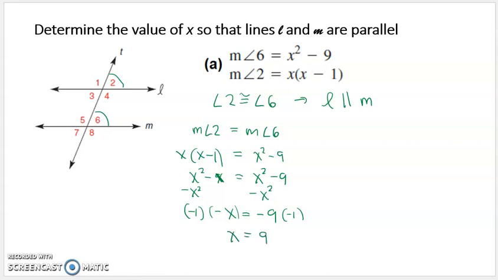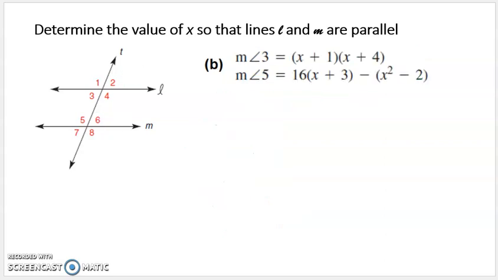So if x equals 9, let's see, what does that mean? If x equals 9, then the measure of angle 6 would equal 9 squared, which is 81 minus 9, which is 72. If x equals 9, then the measure of angle 2 is going to be 9 times 9 minus 1, which is 8, which is also 72. So each of these would be 72 degrees. These are corresponding angles which are congruent. That would force lines L and M to be parallel.